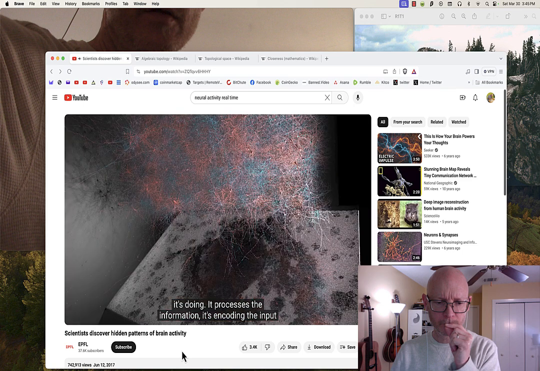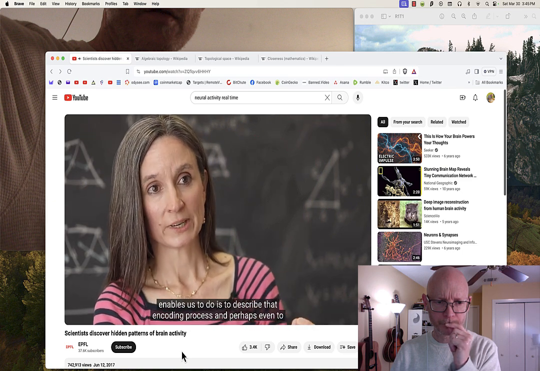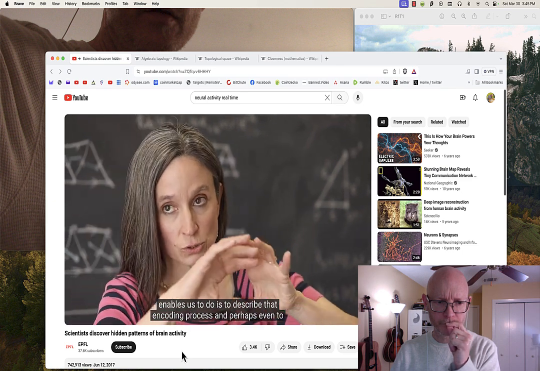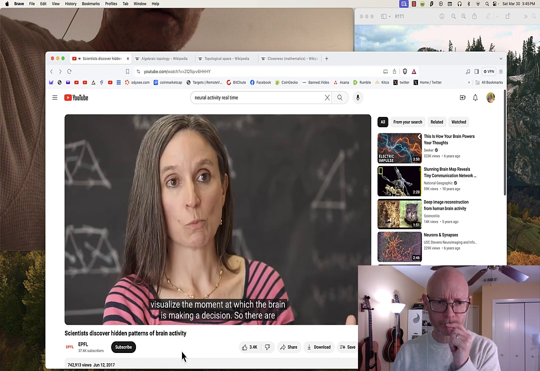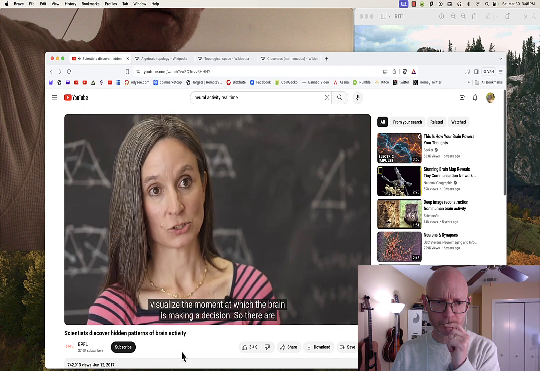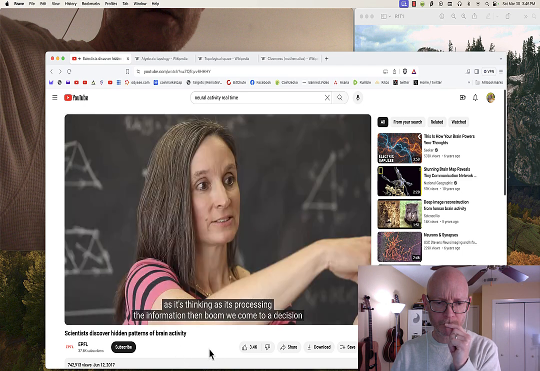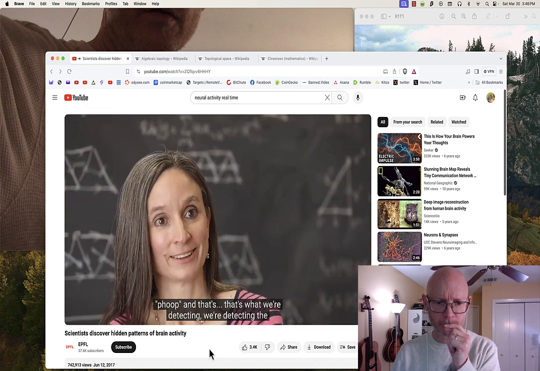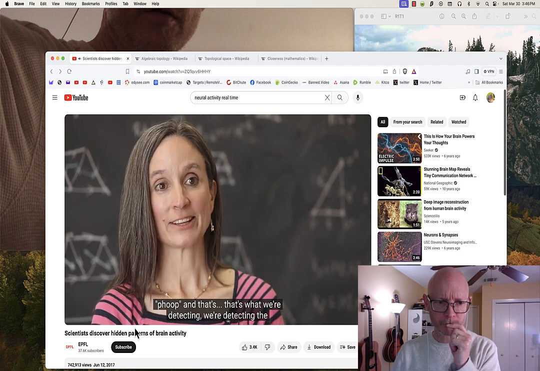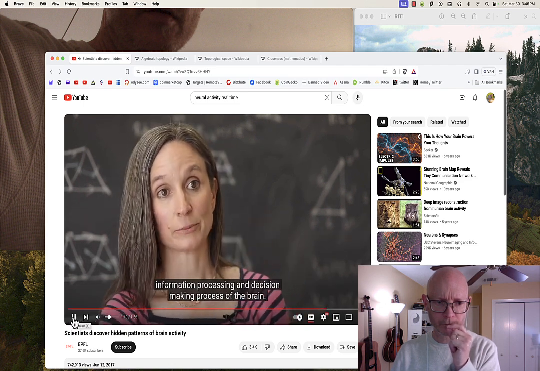It processes the information, it's encoding the input signal, and then it's coming to some sort of decision. And what algebraic topology enables us to do is to describe that encoding process and perhaps even to visualize the moment at which the brain is making a decision. So there are more and more intricate structures among these neurons that are building up as it's processing the information, and then boom, we come to a decision. And that's what we're detecting. We're detecting the information processing and decision-making processing of the brain.